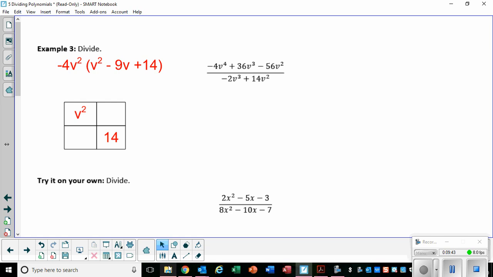So I'm going to do that invisible 1 again, which is right here. That's my A, times C, which is 14. So 1 times 14, I'm trying to multiply.